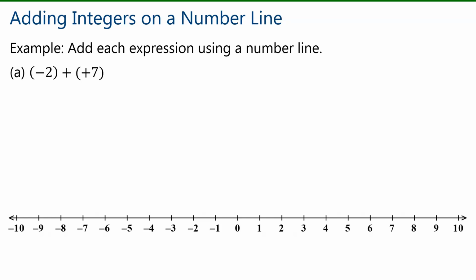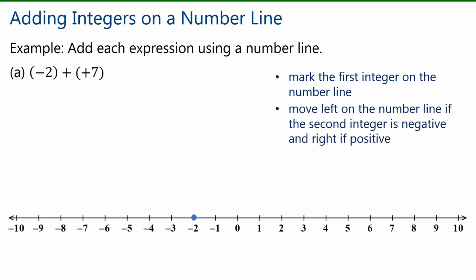So A, we have -2 plus +7. So how do we do this? Well, we mark the first integer, which is -2 in this case, on the number line, like this. Then we're going to move left on the number line if the second integer is negative, and we'll move right on the number line if it's positive. So since we have a +7, we're going to move right. And we move right 7 spaces.